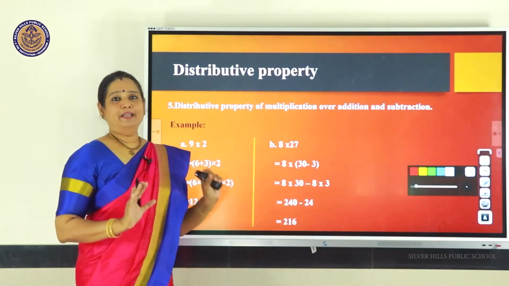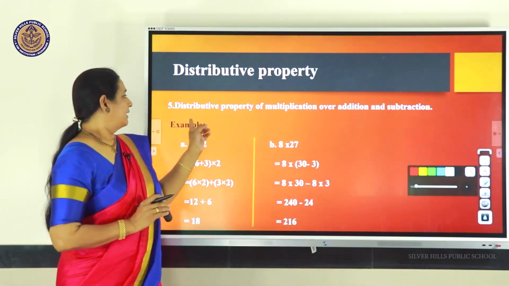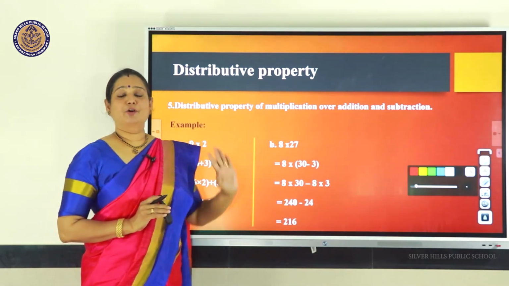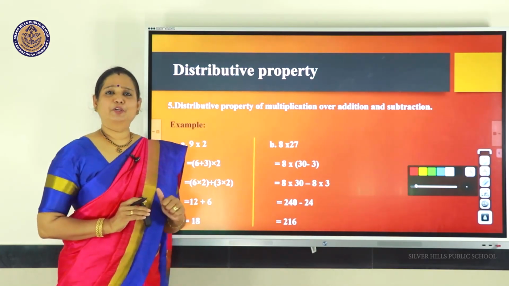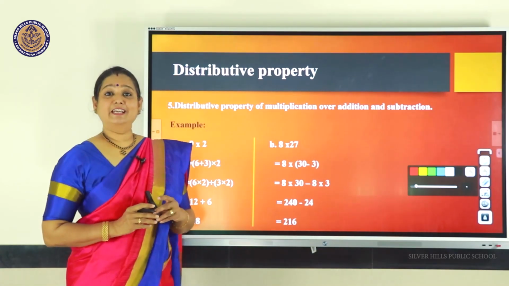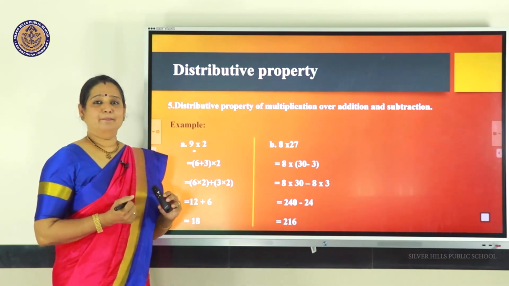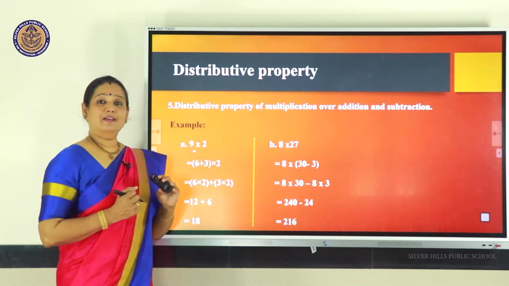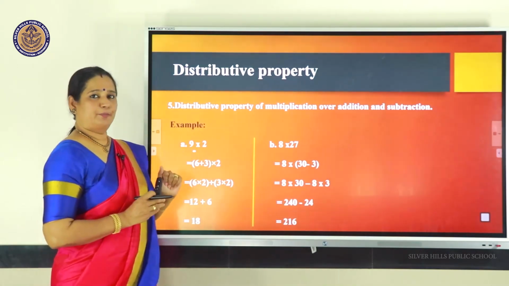The last property in multiplication is called the distributive property. Now, distributive property of multiplication over addition and subtraction. Why do you learn distributive property? It is very simple. It will make our calculation very easy. See, 9 into 2. Since it is a one digit number, we all know that 9 2s are 18. Yes? Now, let us solve through distributive property.